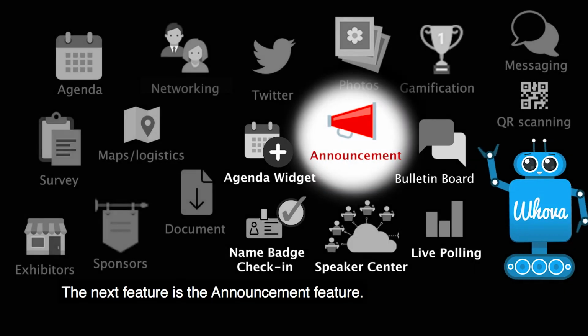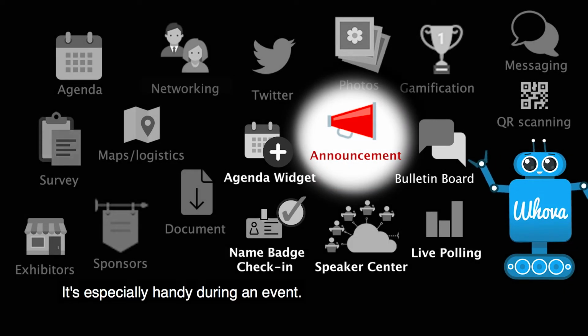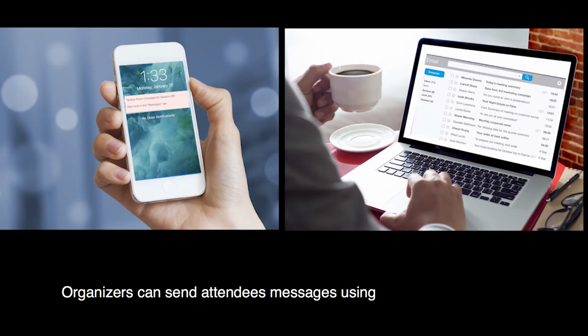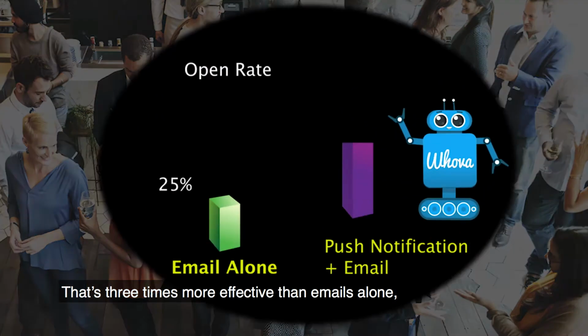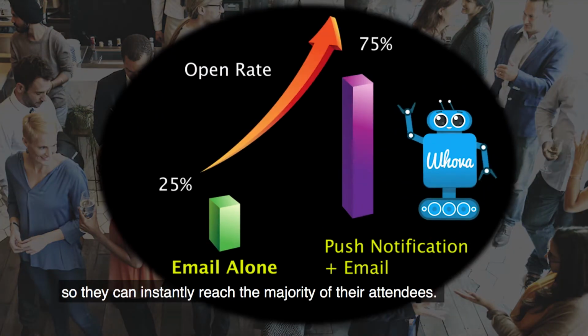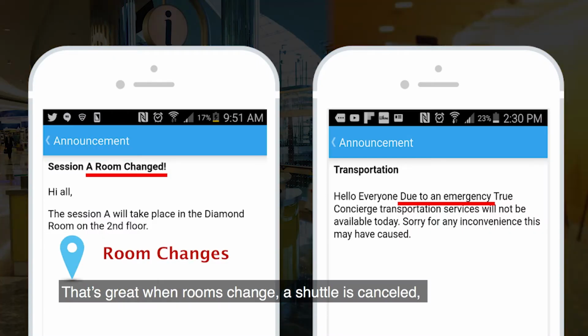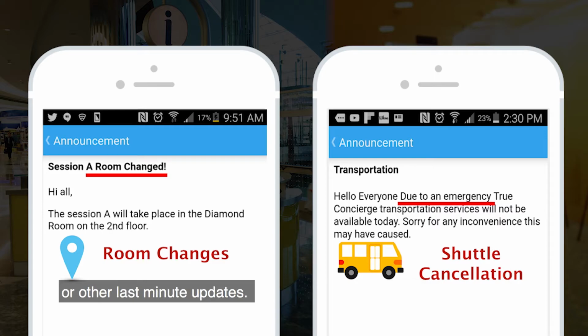The next feature is the announcement feature. It's especially handy during an event. Organizers can send attendees messages using push notifications and emails at the same time. That's 3 times more effective than emails alone, so they can instantly reach the majority of their attendees. That's great when rooms change, a shuttle is canceled, or other last-minute updates.